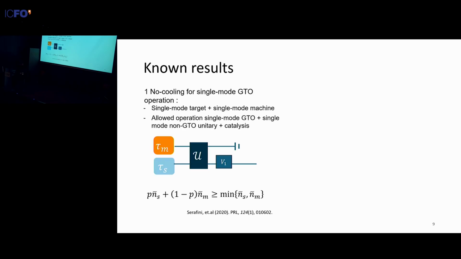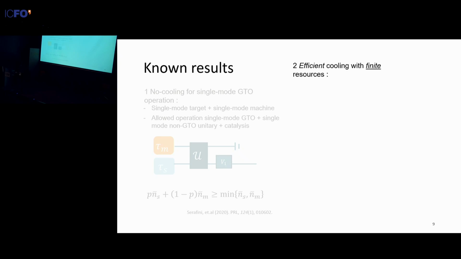Before I move on, let me briefly tell you about the known results in CV cooling. The first one is no cooling for single mode thermal operations. In this work, they are basically saying that the best you could do with single mode thermal operations is to maintain your current excitations, or you can just swap the system with one with lower excitations. Now going to the second part.